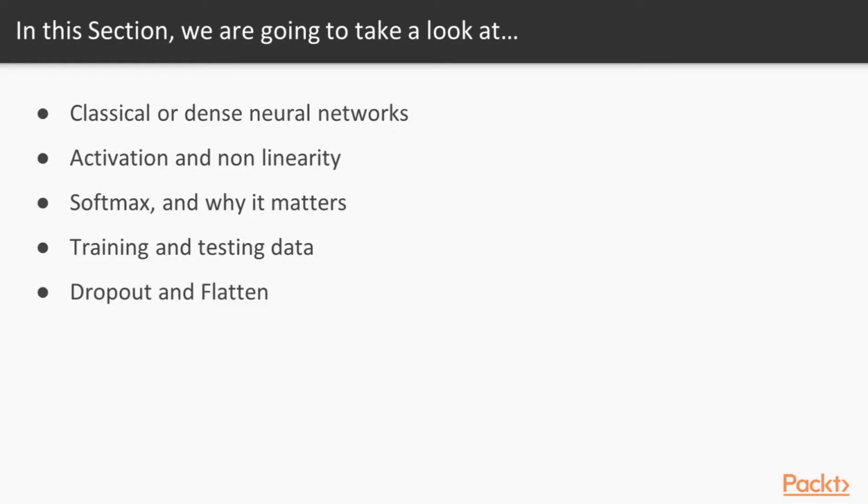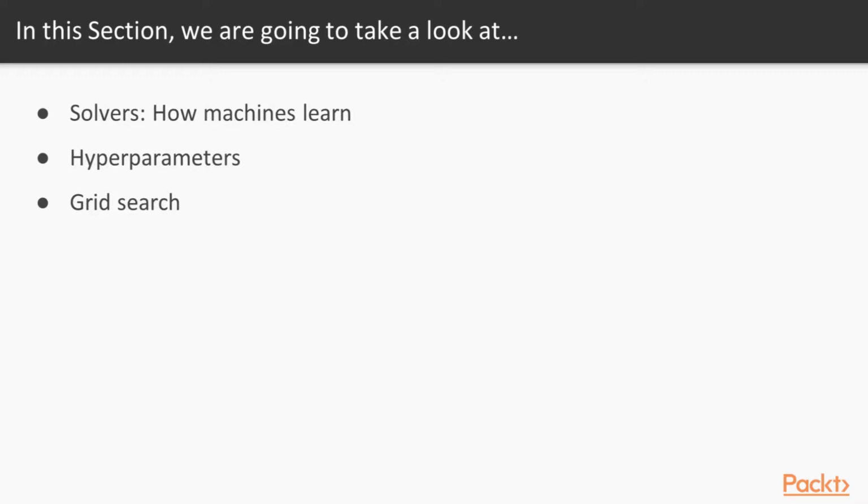After that, we'll look into training and testing data, dropout and flatten, which are new components in networks in order to make them work better, how machine learners actually solve, and then concepts of hyperparameters and grid search in order to fine-tune and build the best neural network you can.